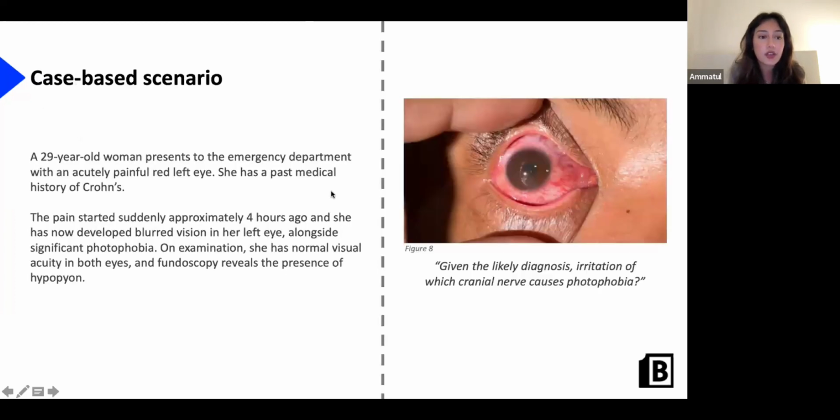Okay, so we have another case-based scenario. A 29-year-old woman presents to ED with an acutely painful red eye. She has a past medical history of Crohn's. The pain started suddenly, approximately 4 hours ago, and she has now developed blurred vision in her left eye, along with significant photophobia. On examination, she has normal visual acuity on both eyes, and fundoscopy reveals the presence of a hypopion. So just take a moment to think about what condition that may be, especially with the presence of a hypopion.